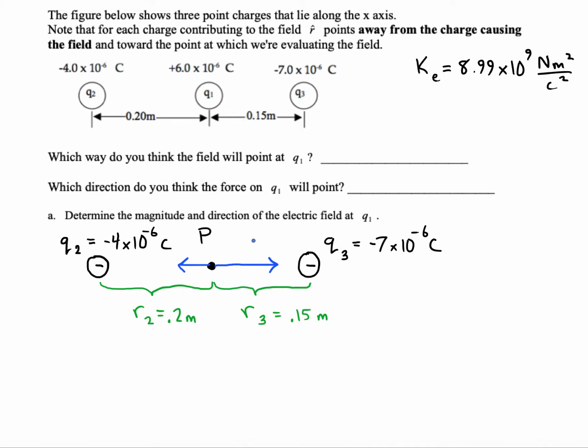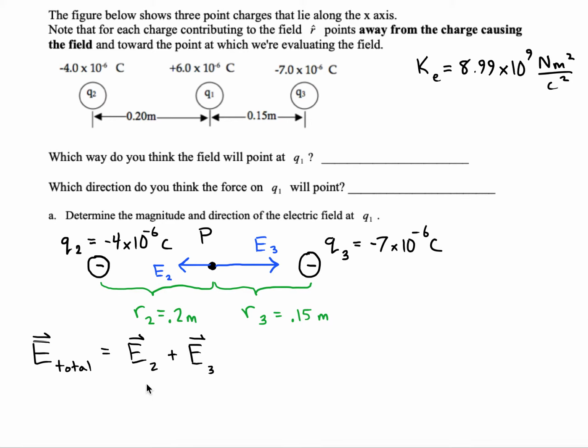I'm going to call this E3, and the one on the left can be E2. They need to be added together as vectors. This is the principle of superposition, that both charges can contribute to the total field. One way to write this mathematically is E total equals E2 plus E3.